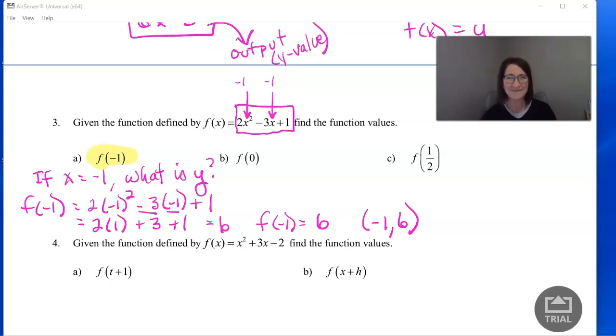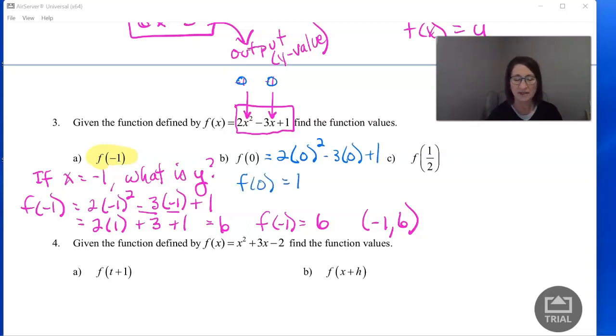Okay. All right, let's do the same thing with 0. So if we go ahead and substitute a 0 into our function, we would have 2 times 0 squared minus 3 times 0 plus 1. Or f of 0 is equal to 1.